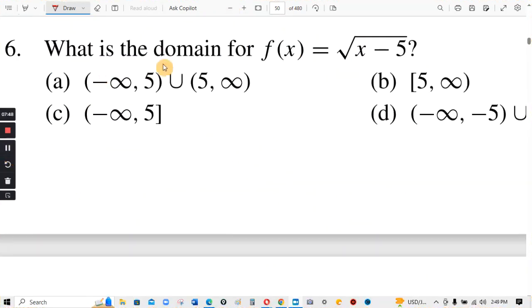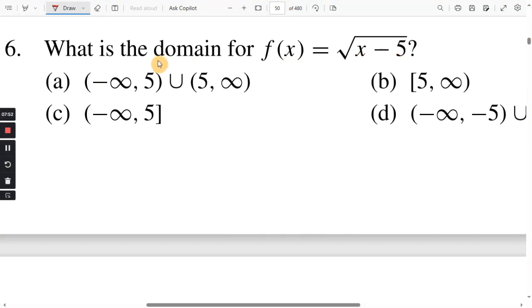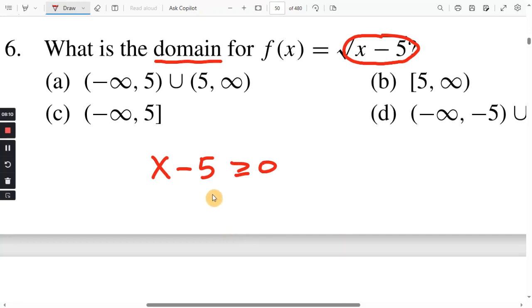Number 6, what is the domain for f of x equals radical x minus 5? Remember, the domain is the potential x values. The thing under the square root has to be greater than or equal to 0. So this expression, x minus 5, is greater than or equal to 0. Solving, just do plus 5 on both sides, and x is greater than or equal to 5.